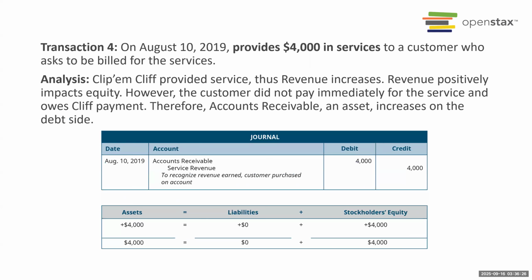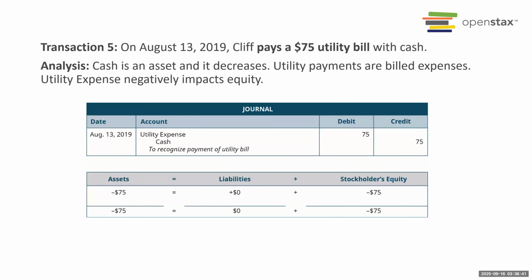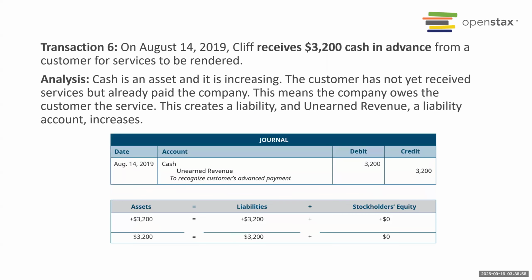Okay. We provide $4,000 in services. We debit accounts receivable $4,000 and credit service revenue $4,000. Our assets increase $4,000 and our stockholders' equity increases $4,000. We pay utility of $75. Utility expense is debited $75. Cash is credited $75. Assets decrease $75 and stockholders' equity decreases $75.